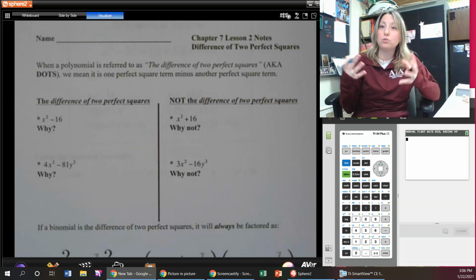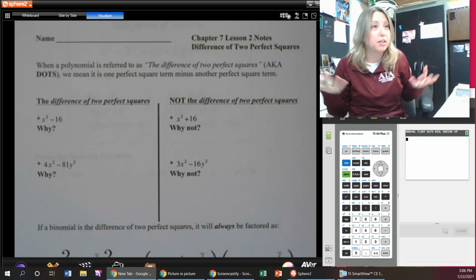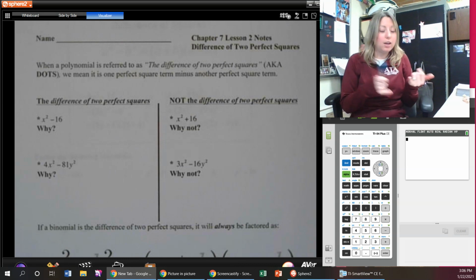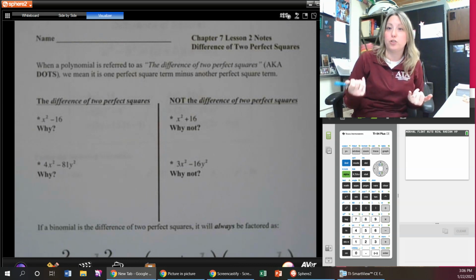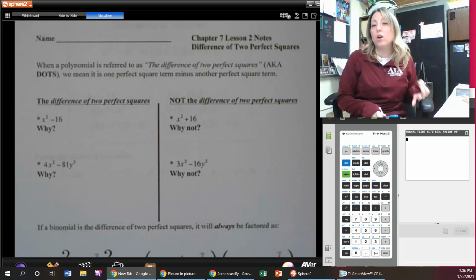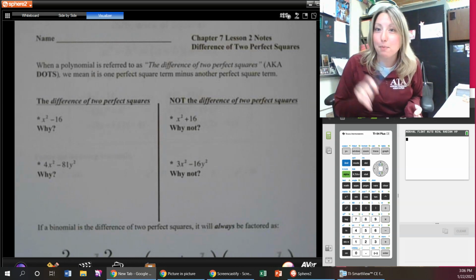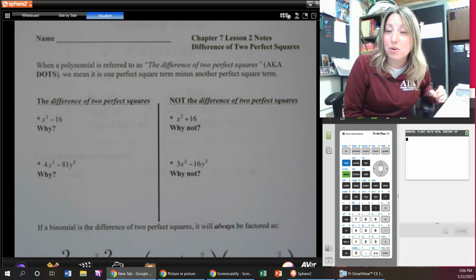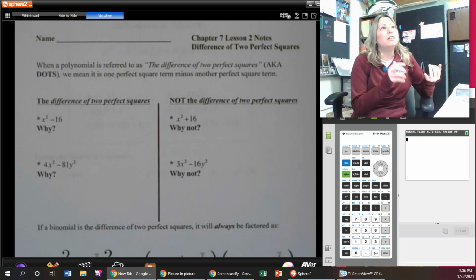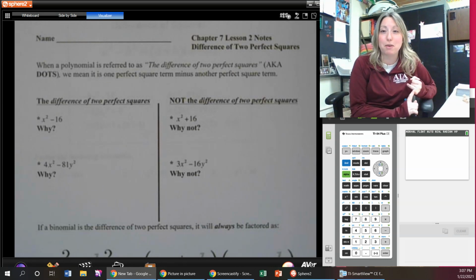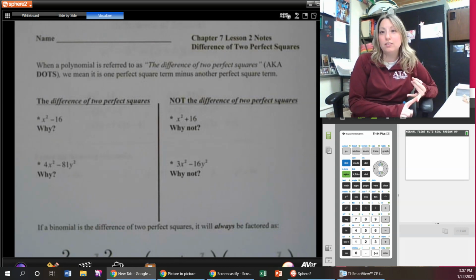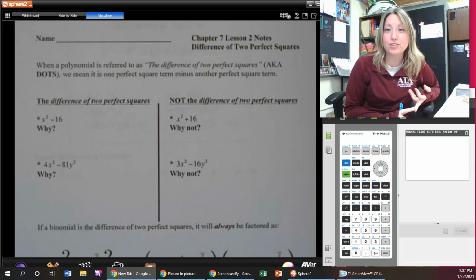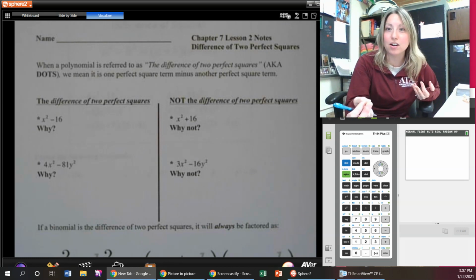So, we need to recall what each of these words means because in math, we are not very creative when we name things. We either name things after the first person that did it or figured it out, or we name things after exactly what is happening. This is a case of we have named this after exactly what is happening. Okay? Difference is subtraction as a math word. Two is how many things we have. Two. Perfect squares is what those things are.